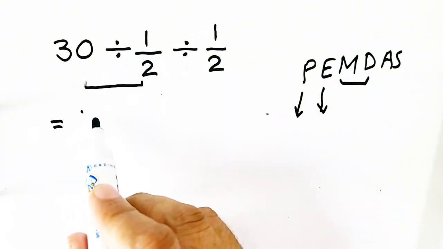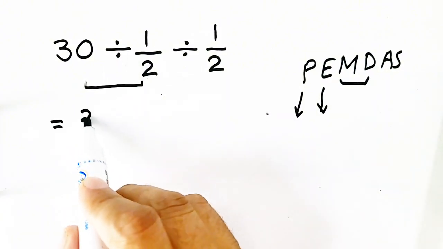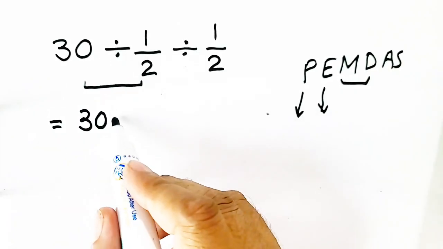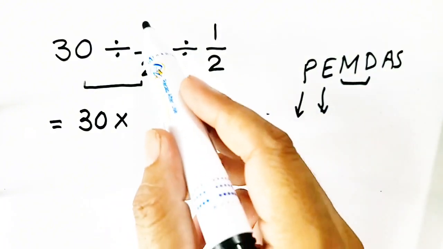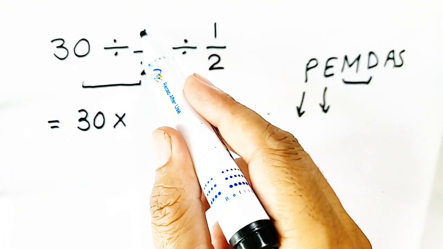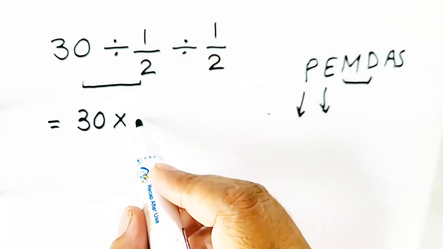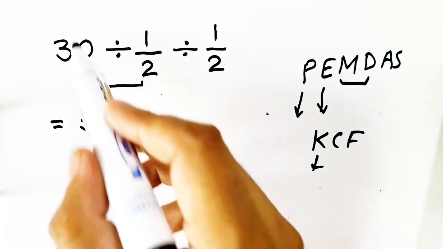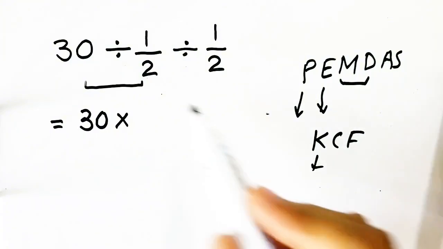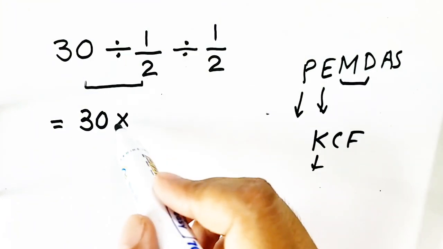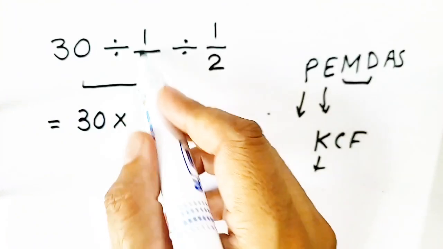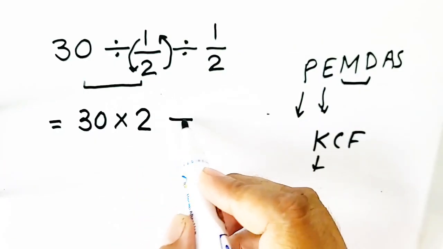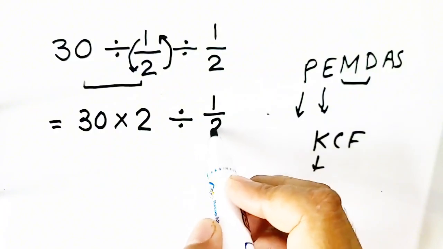Now we will apply the KCF rule. K means 30 will remain the same. C means division is changed into multiplication, and 1 by 2 is flipped. K, C, F. Keep it: 30 is kept itself. Change it: division is changed into multiplication. F, flip it: 1 over 2 is flipped. So it will become 30 multiplied by 2, divided by 1 by 2.